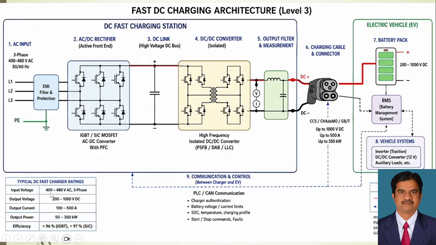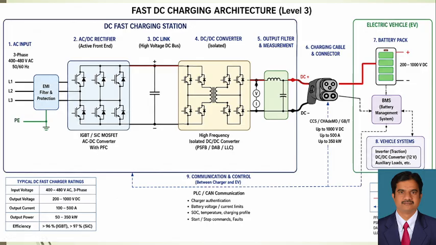Here it is given the specifications. Input voltage is 400 to 480, output voltage 200 to 1000 volts DC. Here the input range is 400 to 480 volts, three-phase supply, and we get a DC supply of 200 to 1000 volts depending upon the controller, whatever we want. And the output current is 100 to 500 amperes.